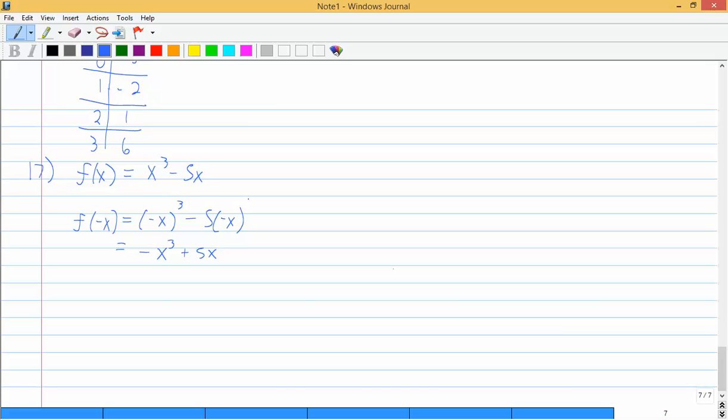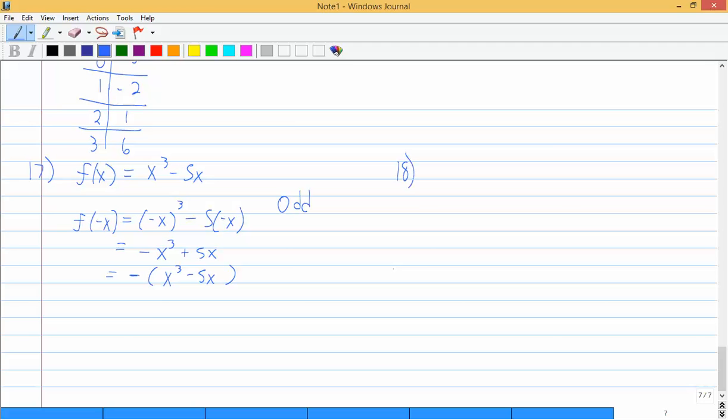Now, there's two ways to tell. Either you look at each term individually, and you'll be able to see that each term is opposite, so that tells you that it's an odd function. Or if you take what you get and you factor a negative out of it, so the negative of that would be x cubed minus 5x, then this right here in the parentheses has to be the same as this right here, and it is. Either way, it's an odd function. Okay.